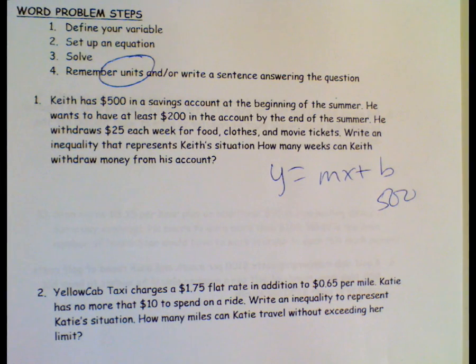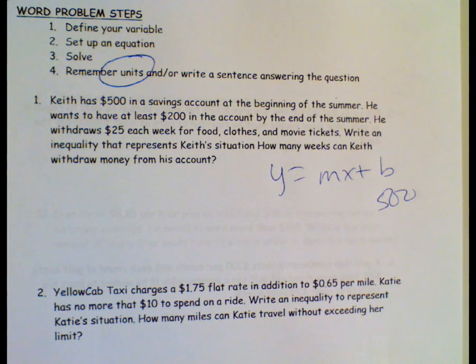All right. He wants to have at least $200 in the account by the end of the summer. He withdraws $25 each week for food, clothes, and movie tickets. Write an inequality. Okay, write an inequality.